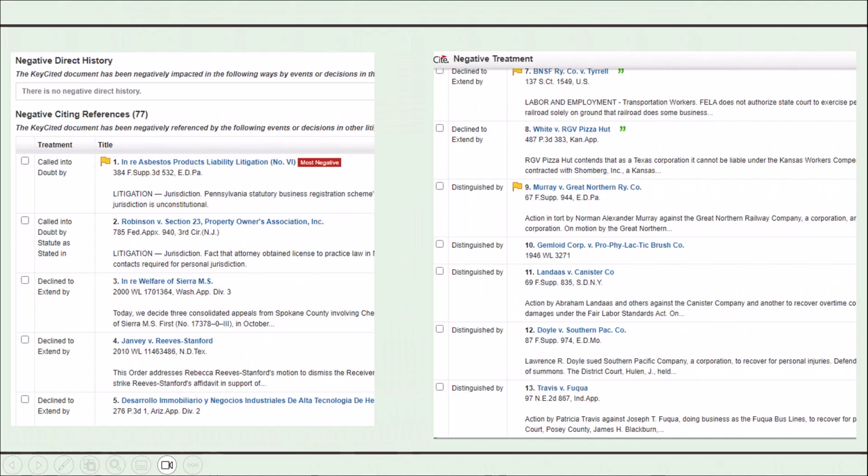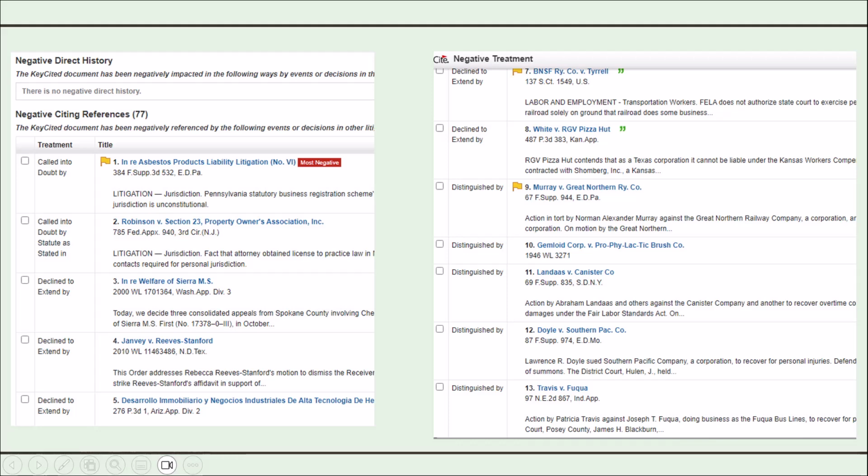The next thing I would do is I would look at the negative citing references. The column marked treatment is the one that tells you how these later cases talked about the case you're checking. So they may have called it into doubt. They may have declined to extend it. They may have distinguished it, which means show how this case differs from that case. And these were just the first two screens. There were a lot more. Obviously, in the negative direct history, it's only going to be negative gossip about your case.